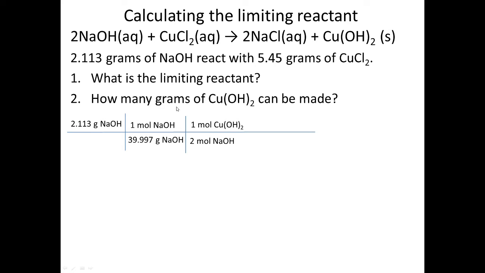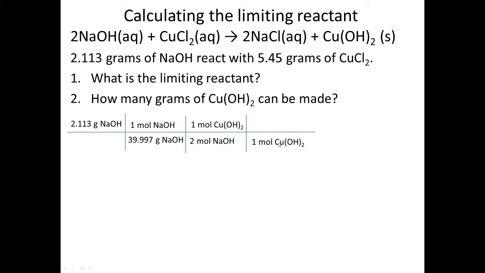But since it's also asking me for grams, I might as well do that calculation at the same time. Again, do both at once, be efficient. One more step, I have to go from moles to grams. So here's another vertical line. And this time, since I want moles of copper hydroxide to divide out, I'm going to put that in the denominator. And again, I used the Webb Elements periodic table.